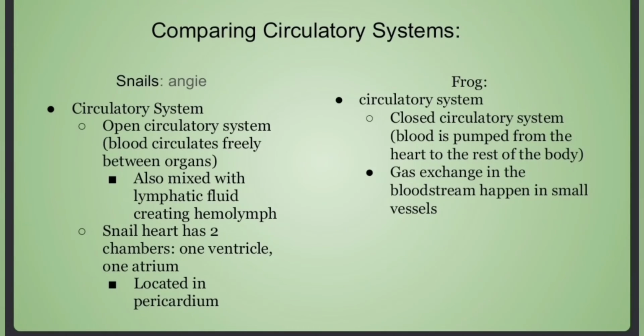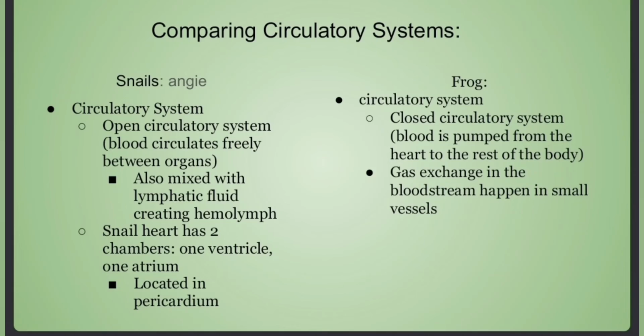When comparing circulatory systems between snails and frogs, we see that snails have an open circulatory system, meaning that their blood circulates freely between their organs. It's also mixed with lymphatic fluid, creating hemolymph. Snails also have two heart chambers, one ventricle and one atrium, located in their pericardium.